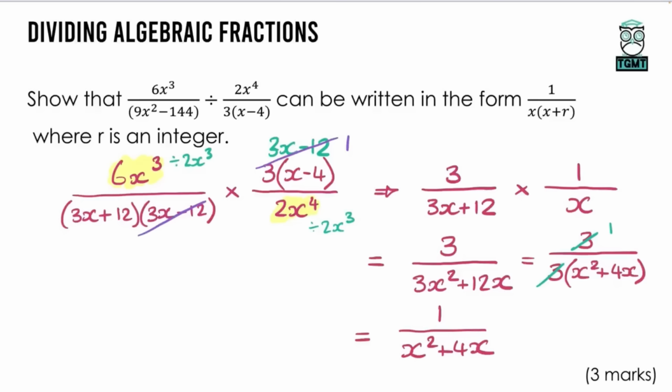It does say in the question it wants it in the form on the denominator here, x brackets x plus r. So we just need to factorise x out of the denominator. We've still got 1 on the top, which is what we wanted. On the bottom we'll have x lots of, x times x makes the x squared, and x times 4 makes the 4x. And there we go. R, or the value of r, is 4, and we've got it in that form that it was asking for.